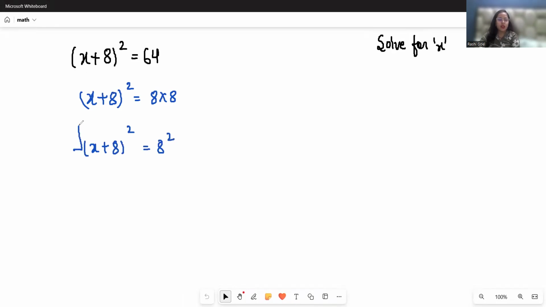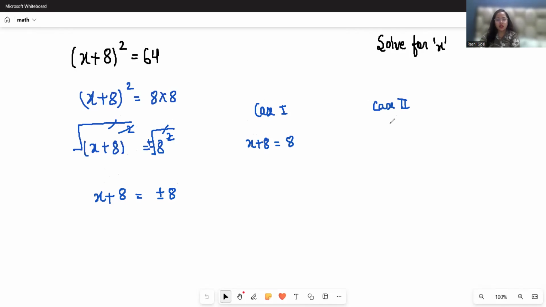Now, if I take the square root on both sides, we have to write plus minus. With the help of the square root, the square eliminates. So, x + 8 is equal to plus minus 8. So, case 1 is when it is equal to positive 8, and case 2 is when it is equal to minus 8. So, x is equal to 8 minus 8.